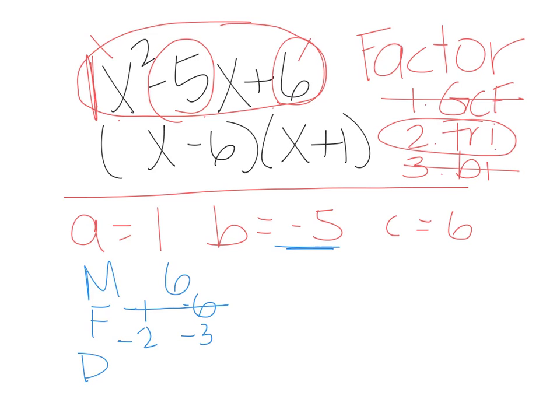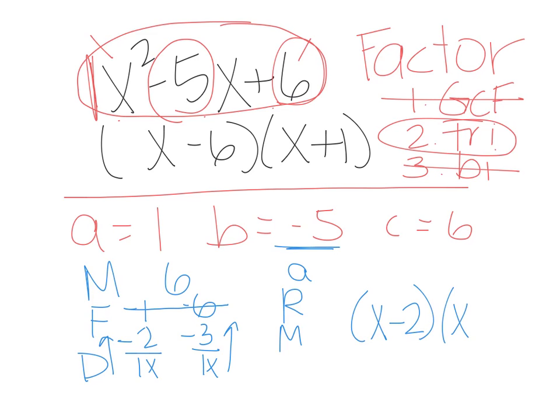My father drives, divide by what? A red Mustang. A is 1. Red, reduce. I can't reduce those. Mustang, make my multiples. So as I write my answer here, I have x minus 2 times x minus 3. And I can see what the correct answer is.